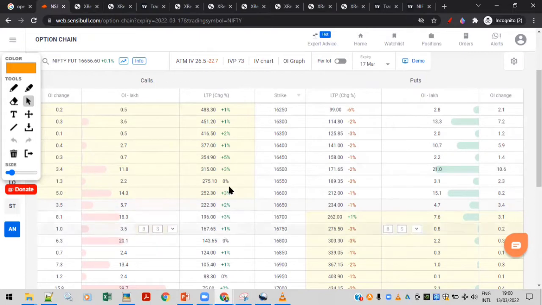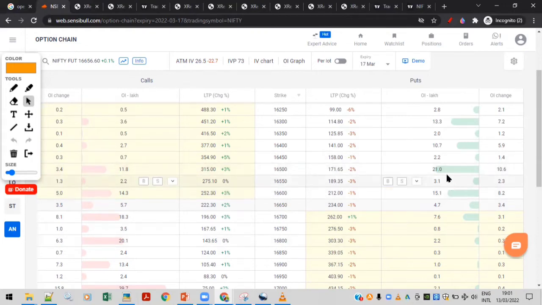Here you see 16,500 has 11.8 lakh call writers. We'll think from the perspective of call writers from here onward. This also represents the call buyers as well, but we are just going to think from the perspective of call sellers, or option writers. So here 16,500 has 11.8 lakh outstanding open interest. On the last trading session, there were 3.4 lakh new option writers added into this strike. That's how you read the option chain on the call side.